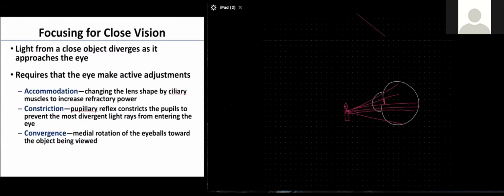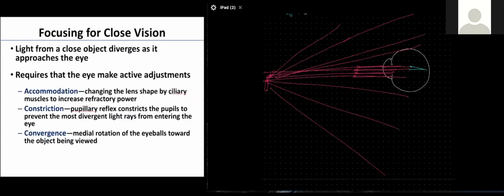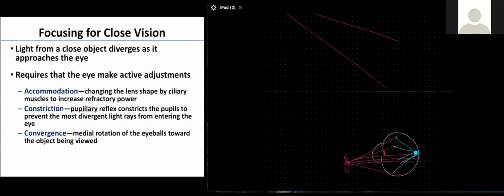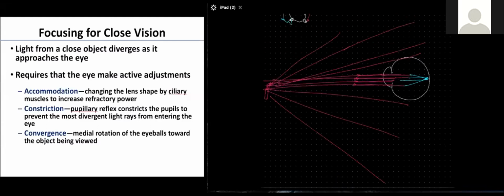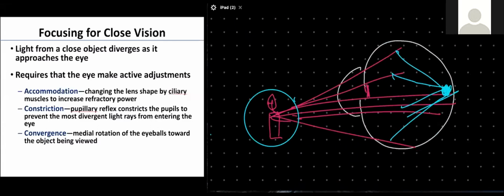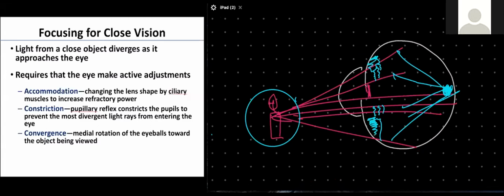So it's going to be more challenging for the eye to converge those light rays together for them to fall on the retina. Compared to here, I don't need much convergence power to converge those parallel light rays. So what would I do in order to converge those divergent light rays that are emitted from a close object, a near object? What I will do here is I will be relaxing the suspensory ligaments holding the lens of the eye by contracting the ciliary muscles in the ciliary body.